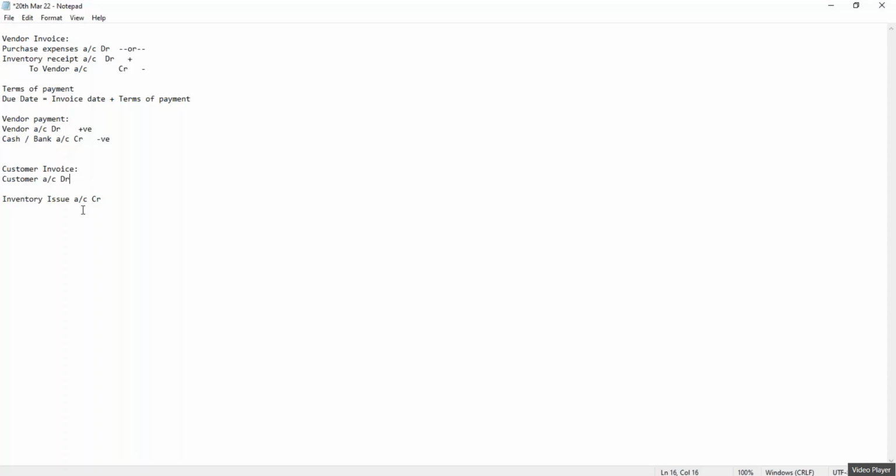But in between there is some more inventory value, that is sales value. Sales value will be created. In the system this is called sales revenue account credit. And cost of goods, COGS, cost of goods account debit to inventory issue account credit.